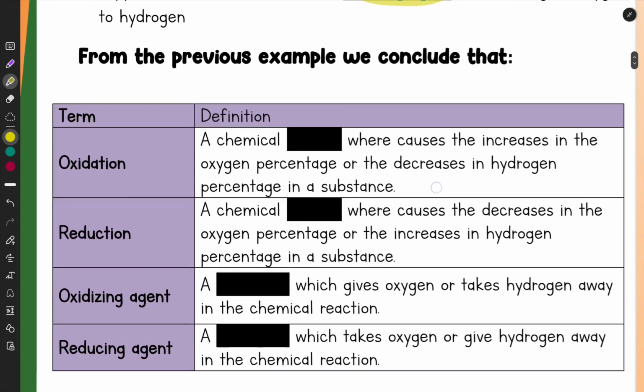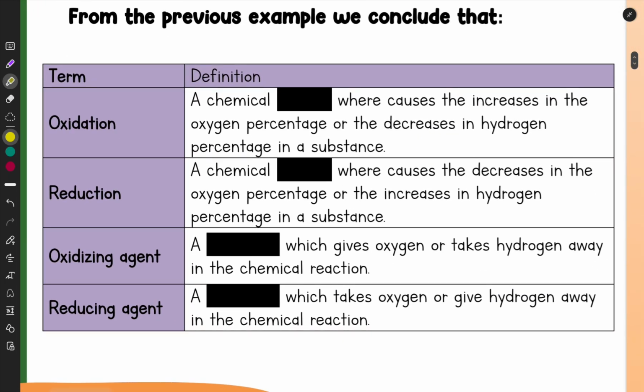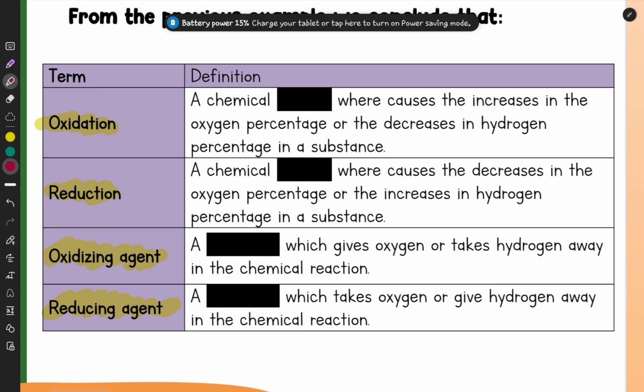This is very important. So we have the definitions: oxidation, reduction, oxidizing agent, reducing agent. Let's take them. Oxidation is a chemical reaction that causes an increase in the oxygen percentage or a decrease in the hydrogen percentage in a substance. While reduction is a chemical reaction that causes a decrease in the oxygen percentage or an increase in the hydrogen percentage in a substance.